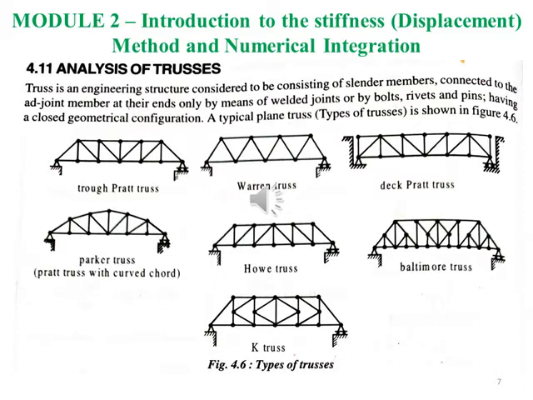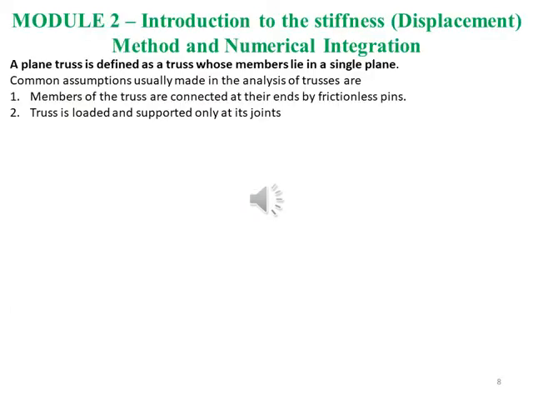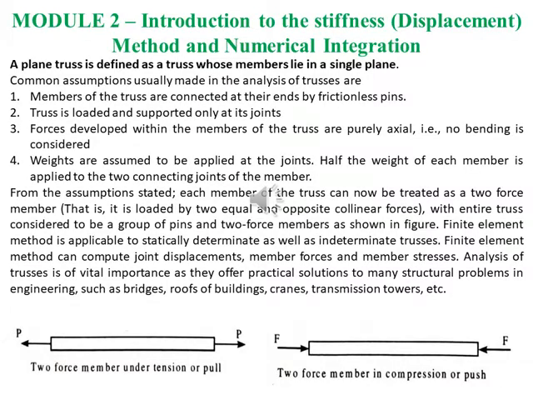The common assumptions usually made in analysis of trusses will be discussed in the next slide. Here you can see simple trusses: you have the through Pratt truss, Warren truss, Deck Pratt truss, Parker truss, and Howe truss. These are examples of truss structures. A plane truss is defined as a truss whose members lie in a single plane.